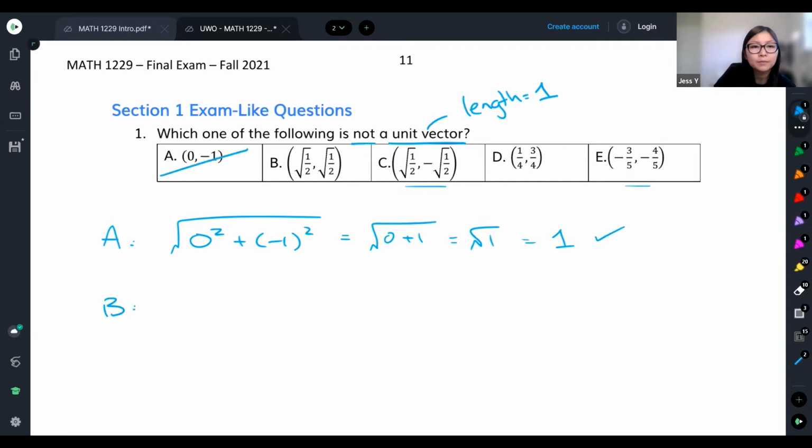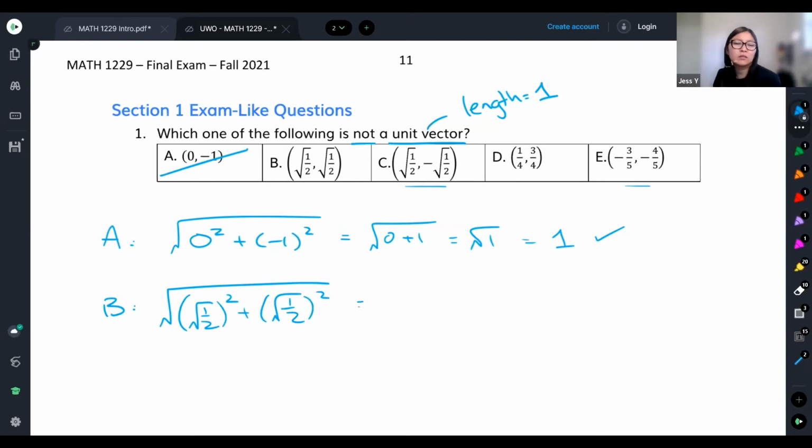Let's do B. We're going to take the square of each number. So the square root of 1/2, squared, plus the square root of 1/2, squared. How do squares and square roots work? They're enemies, right? They cross each other off. So the square of a square root actually cancels. So this is the square root of 1/2 plus 1/2, which is the square root of 1. Again, that's 1. So B actually has a length of 1.